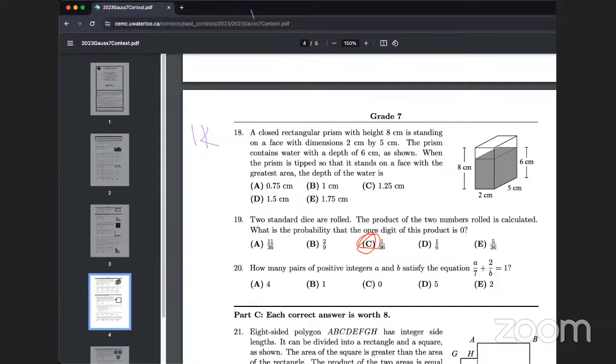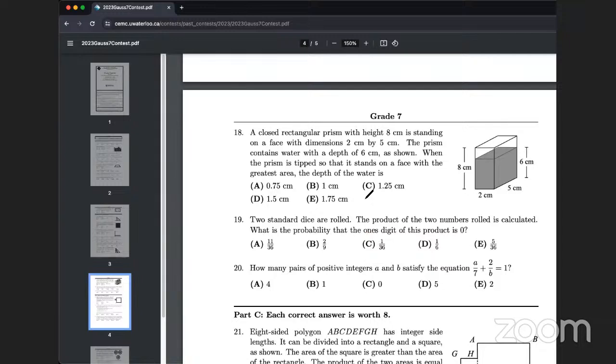Two standard dice are rolled. The product of the two numbers rolled is calculated. What's the probability that one of the digits of the product is 0? So I think it would be C as well. Yeah, it'd be 1 out of 36 then.